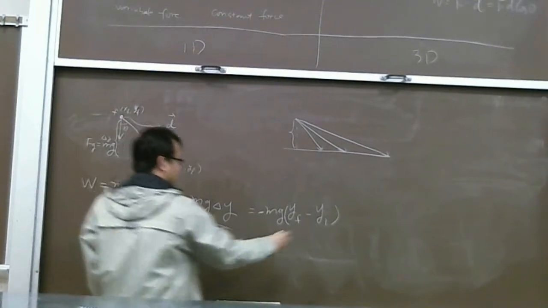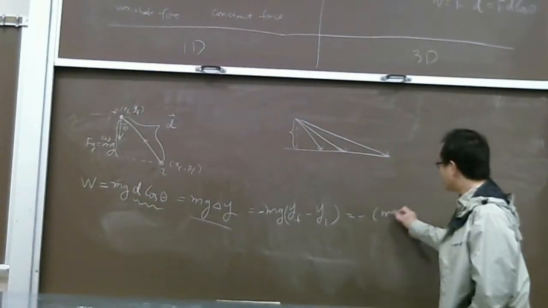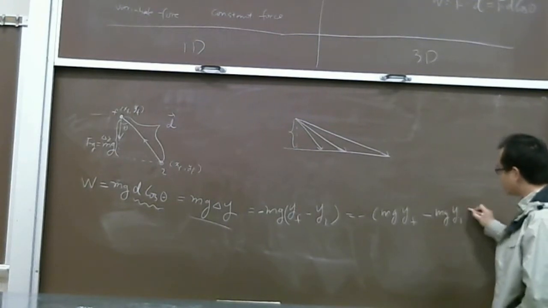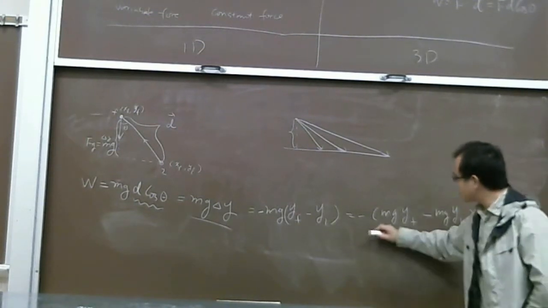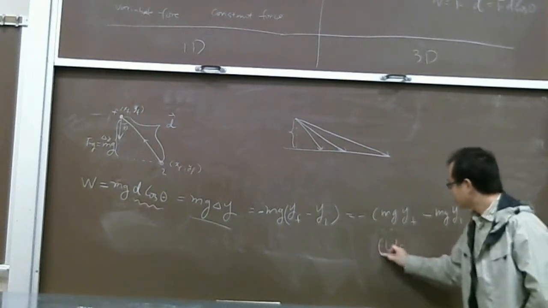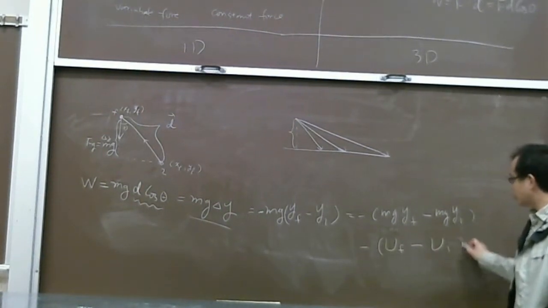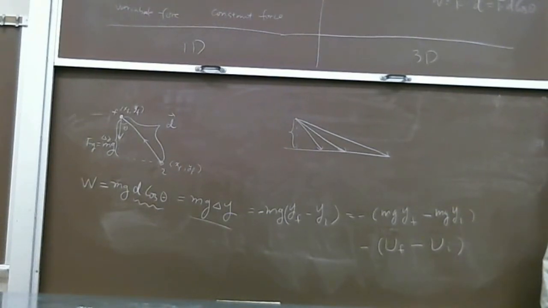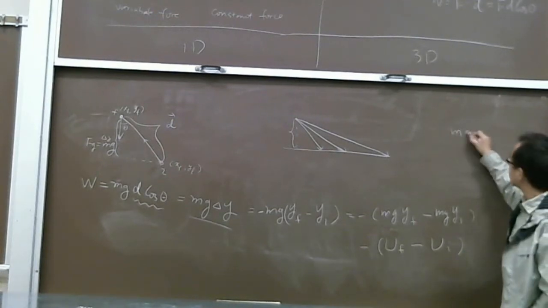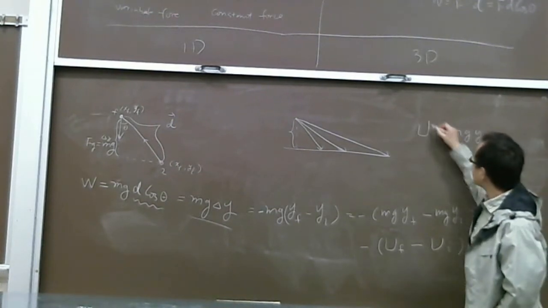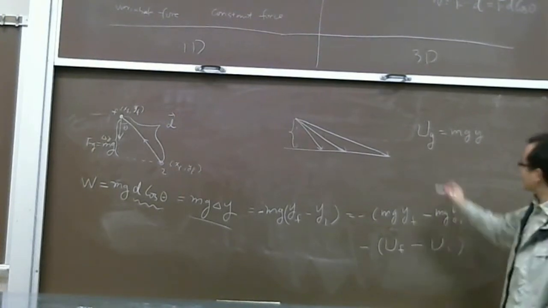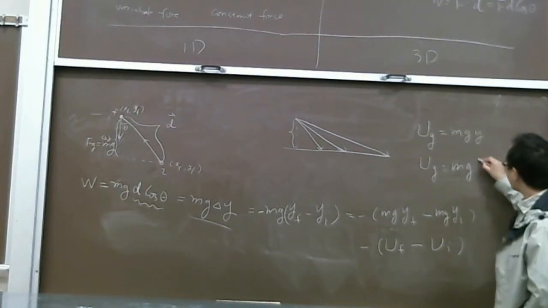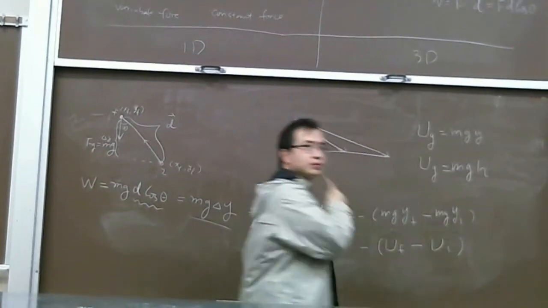So this is negative mg y final subtract mg y initial. So of course we can define this as U final subtract U initial. Okay. So we can define the gravitational potential energy as mgy. So this is the gravitational potential energy. Or sometimes you can write it Ug equals mgh, okay, the height.